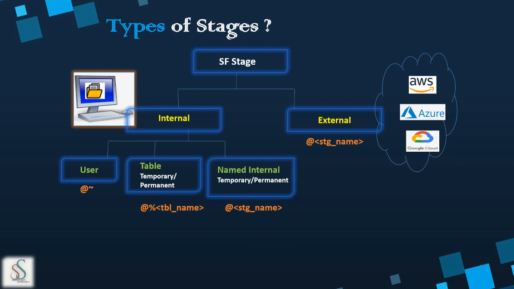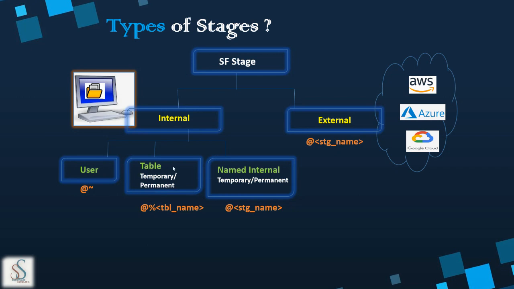What is a user stage? Every user in Snowflake, whenever you create a Snowflake account or your company creates a user for you in the Snowflake account, Snowflake automatically creates for you a temporary memory location, that is a temporary landing location, a stage for you. That is called a user stage. We will look into this practically.